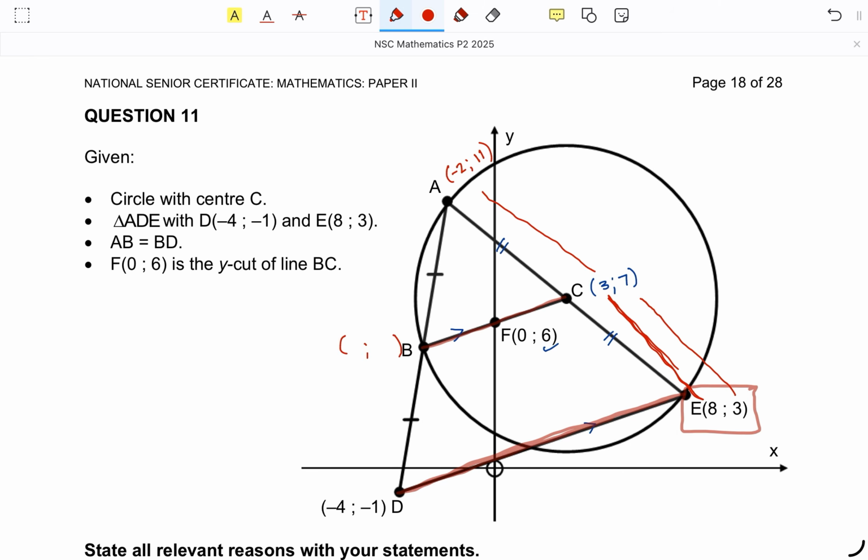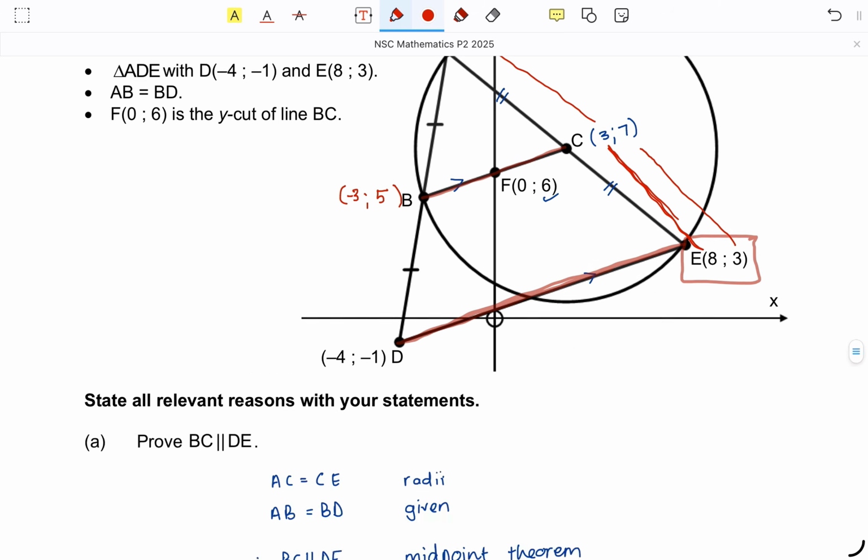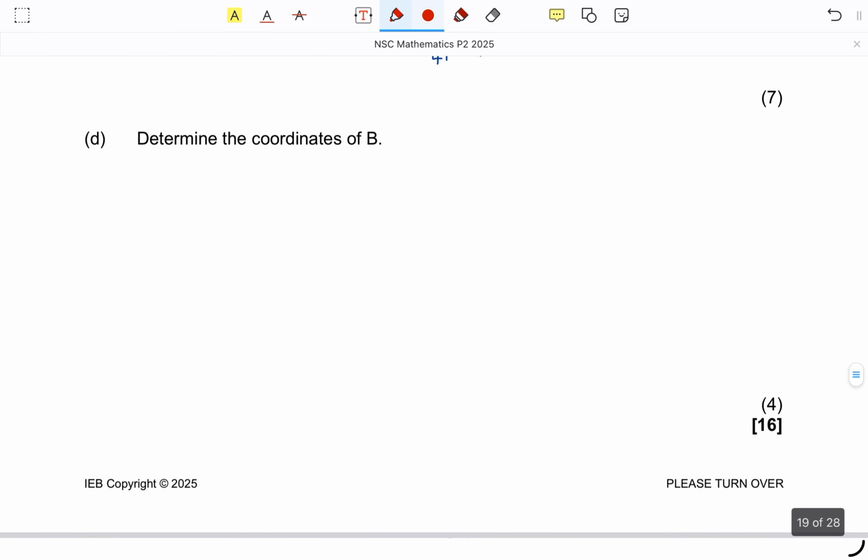Except I'm going to check what is halfway between -4 and -2. So that would be -3, and halfway between -1 and +11, and that is going to be 5 for the y. So you can go and write out the midpoint formula if you want. That's also on the formula sheet, and then you're going to work back to A, which is -2 and 11. We saw that. And then we are going to get B, which is -3 and 5. And you could have used the midpoint formula because this is the midpoint of line AD.